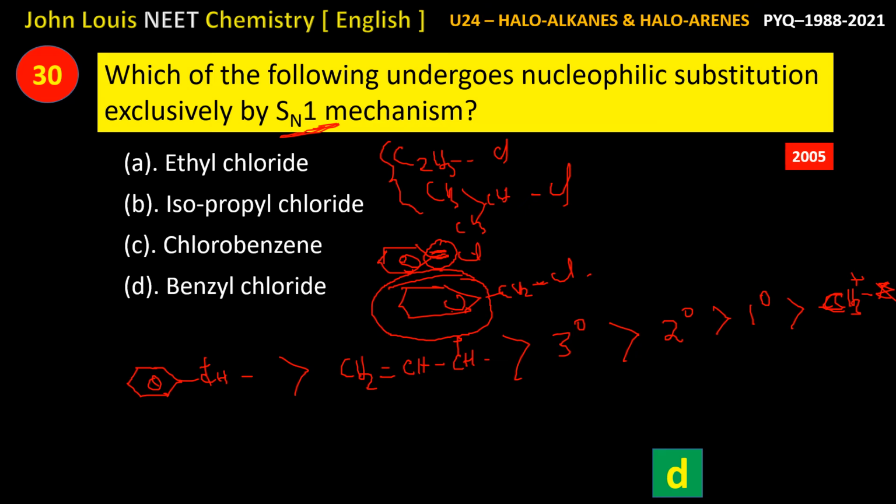Therefore, the one which will undergo exclusively SN1 mechanism will be benzyl chloride, because this forms benzyl cation. Benzyl cation is more stable than allyl cation. Allyl cation is more stable than tertiary, then secondary, then primary, and then methyl. So anything forming benzyl cation will be more stable. Therefore, option D is the correct answer. Hope you understood it clearly.